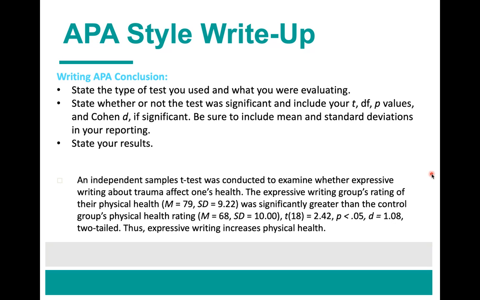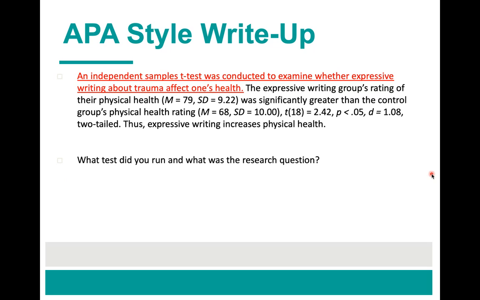So we need to have this systematic, clear way of communicating our results, and that's known as an APA-style write-up. There's a few parts to it. The first sentence should be, what test did you run and what was the research question? An independent samples t-test was conducted to examine whether expressive writing about trauma affects one's health.